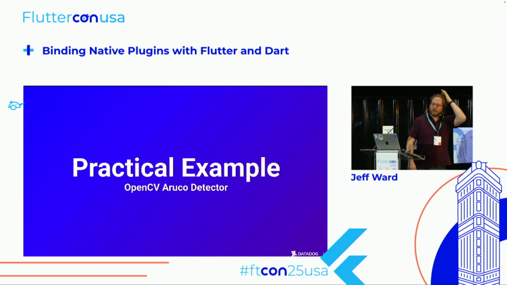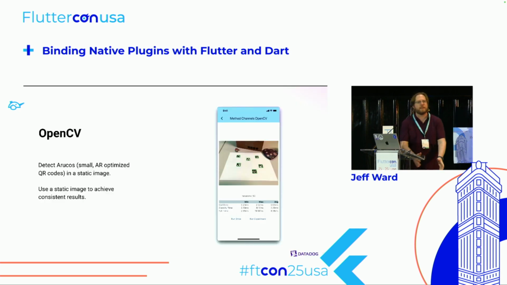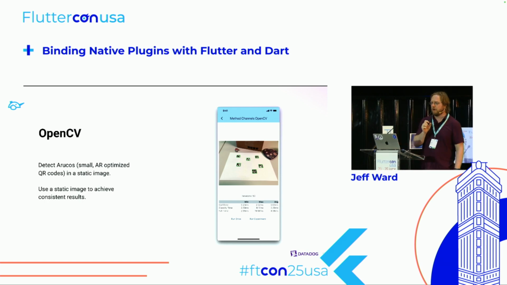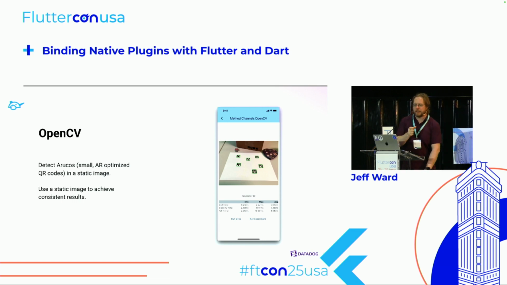So instead of working with a ridiculous example, let's do a more practical example. We're going to use OpenCV, which is Open Computer Vision, to detect ArUcos. These are very small QR codes that are meant to be detected very quickly, and they're meant for AR applications. We're going to use a static image in this case so that we can control how much time it's taking to send that image back and forth. But what we're going to do is actually time them using method channels.